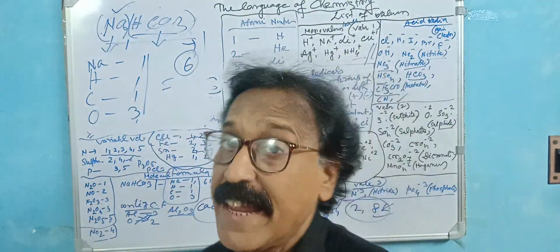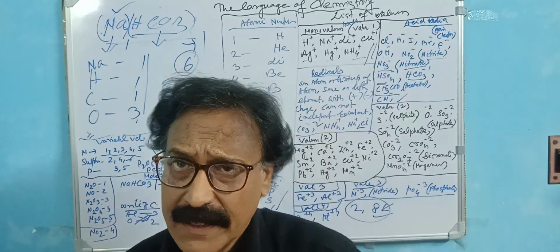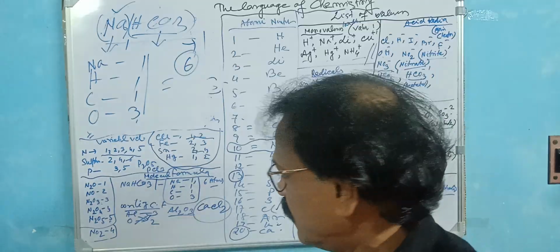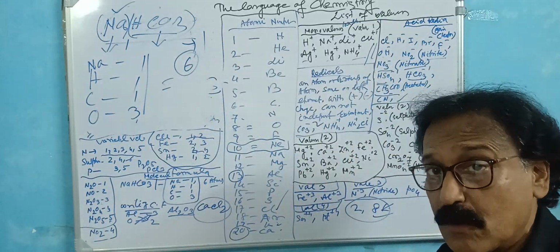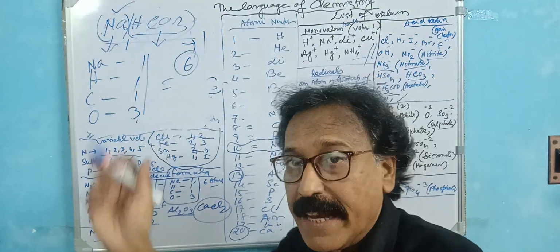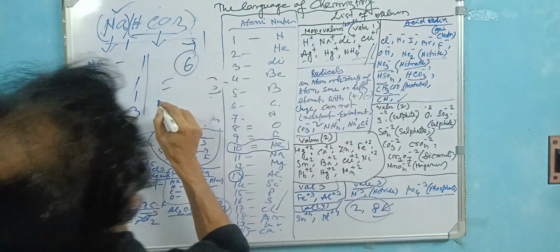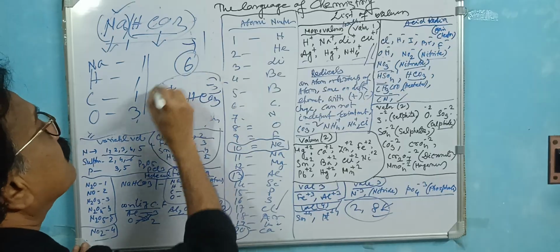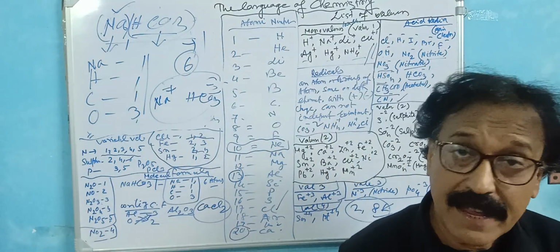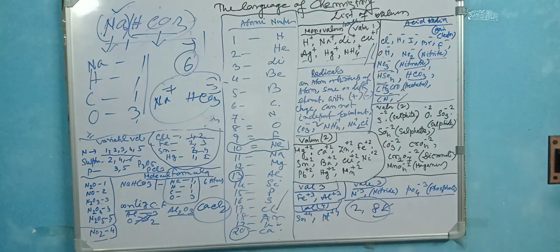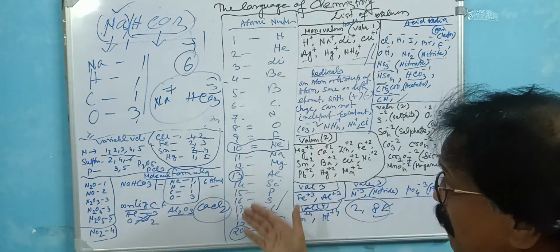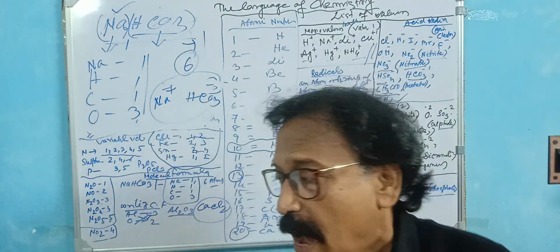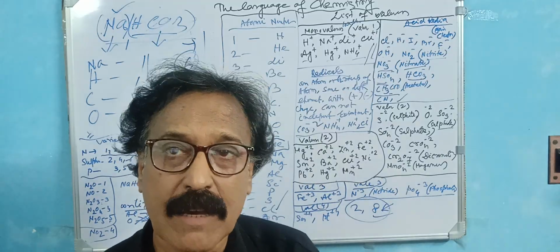The molecular formula NaHCO3, sodium bicarbonate, is actually a salt of a basic radical and an acid radical. In a salt, one is the acid radical, one is the basic radical. If you break it down, it is Na plus and HCO3 minus. Clear? So for today, I just introduced this. You just remember and learn this. Next video, I will continue with how to write the chemical formula. The basic idea of chemistry will be clear to you.